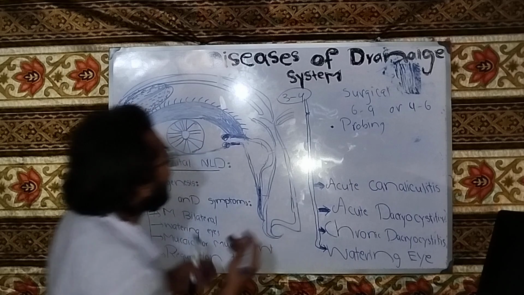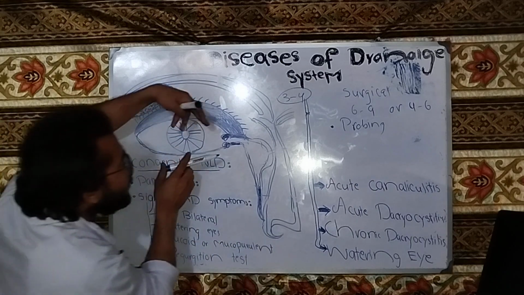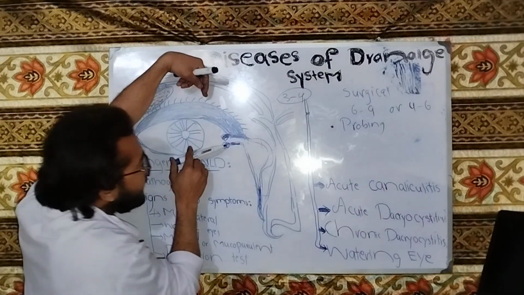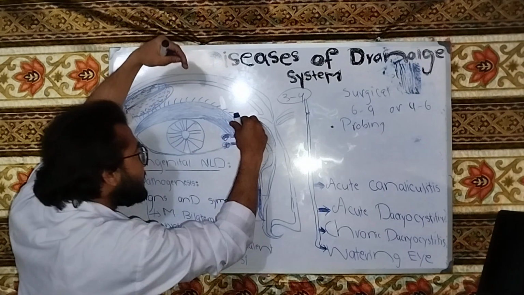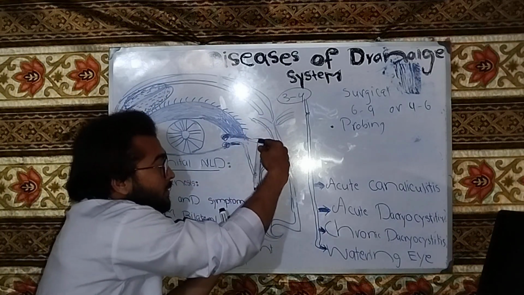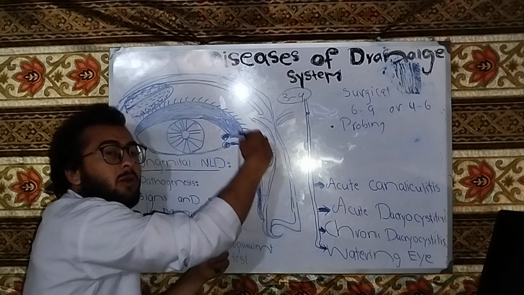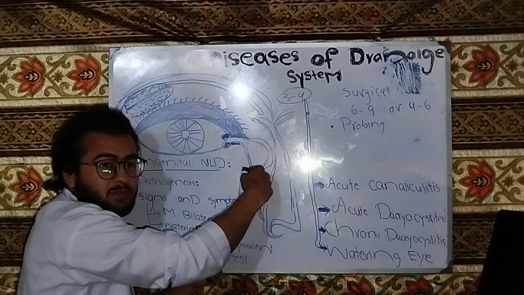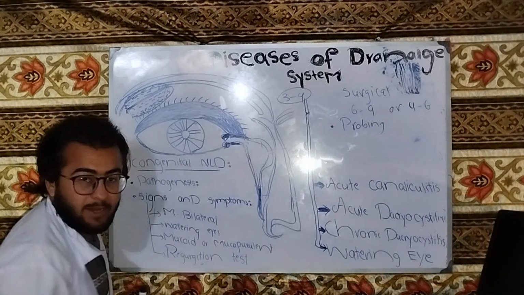We will take a probe and insert it into the punctum and canalicular region, and then through the sac we will pass to the duct, and we will overcome the obstruction. So this is called probing. Okay.